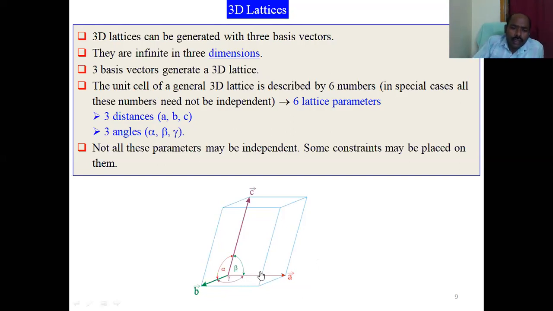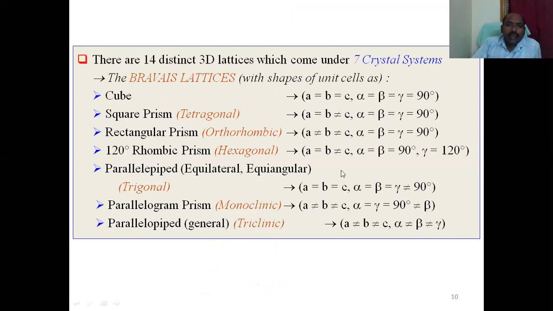So it is general: A is not equal to B, not equal to C. Similarly, there is no relation among these three angles also. So the oblique lattice in 2D, we can say, is also a general lattice in 3D now. By imposing conditions, the simplest structure is when A is equal to B is equal to C and all angles are equal to 90. In that case, we get a cube.